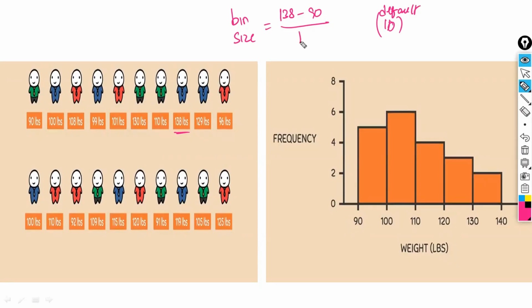So, for example, if I'm considering 10 here, it means 48 divided by 10, which is 4.8. Each bin size is going to be exactly 4.8. If you consider the number of bins as 5, then you are going to get each bin size of 9.6. Here, in this example, I'm going to take each bin size as 10.